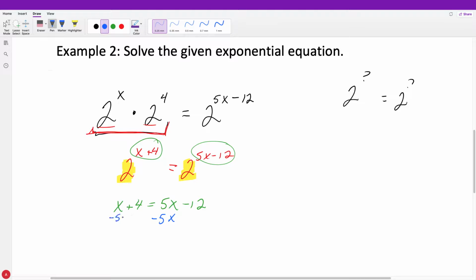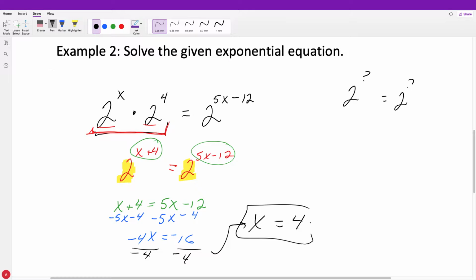So we'll subtract 5x from both sides and subtract 4 from both sides. So now I get negative 4x is equal to negative 16. And the same thing, we need to divide each side then by negative 4 to get that as a positive x. So x is then equal to positive 4, and that will be our final answer.